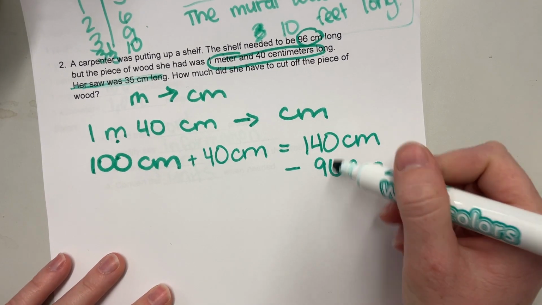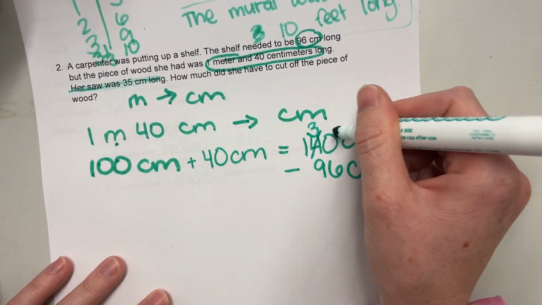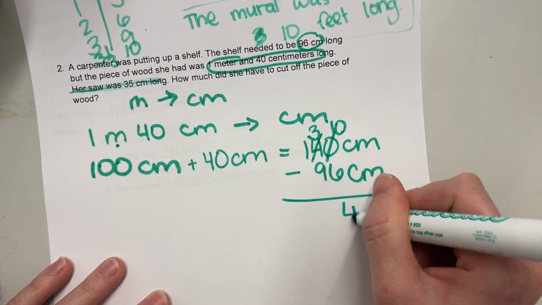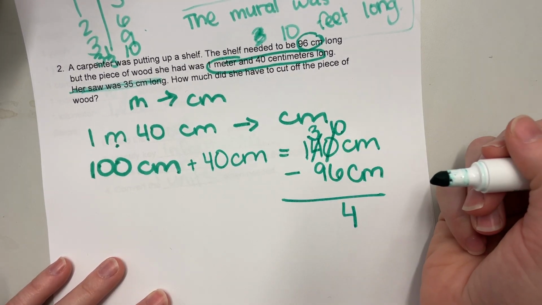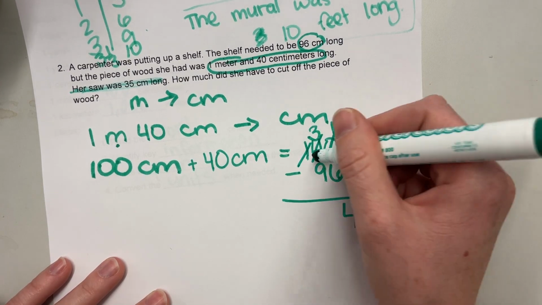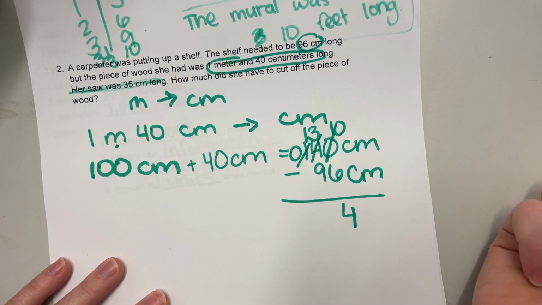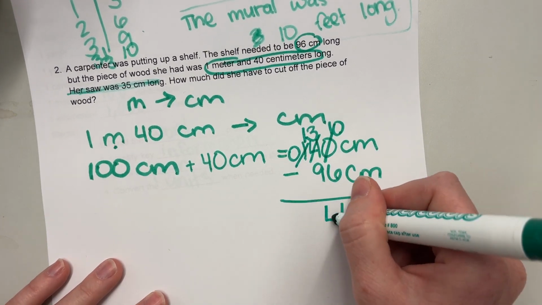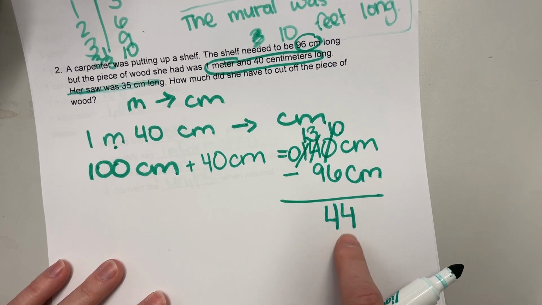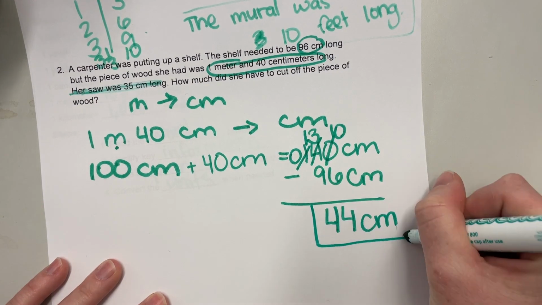I cannot take 6 away from 0, so I have to borrow. That 4 becomes a 3. This 0 becomes a 10. So 10 minus 6 is 4. And then I have 3 minus 9. I can't take 9 away from 3. So I'm going to take 1 from the 1. That becomes a 0. This 3 becomes a 13. 13 minus 9 is 4. So how much did she have to cut off? She had to cut off 44 centimeters.